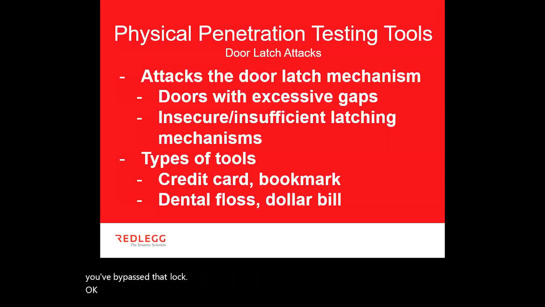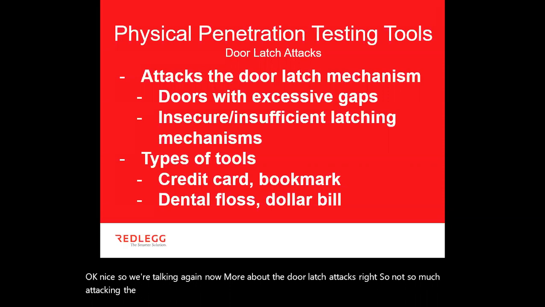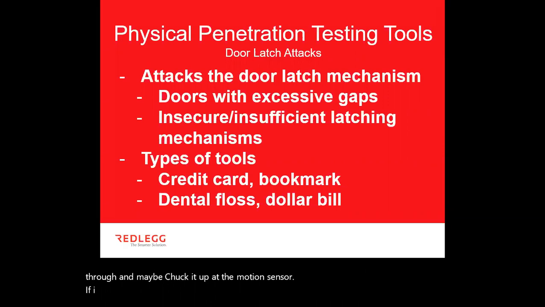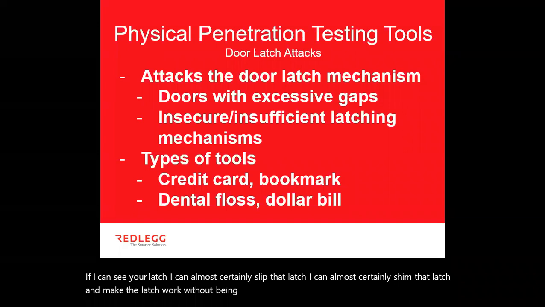Nice. So we're talking again now more about the door latch attacks, right? Not so much attacking the lock itself, but attacking the latch. We talked about some of the magnetic type attacks, but there are some of the other latch attacks. This goes back to where Bill mentioned earlier in the chat about doors with excessive gaps that you can slip something through and maybe chuck it up at the motion sensor. Well, if I can see your latch, I can almost certainly slip that latch. I can almost certainly shim that latch and make the latch work without being able to use the knob.